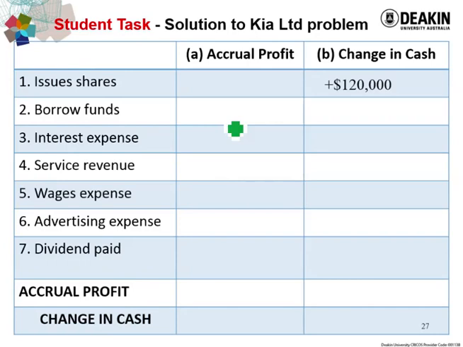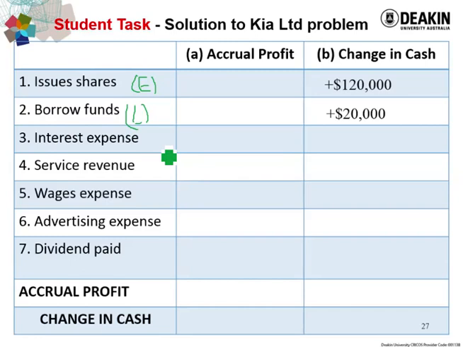Next, borrow funds. Borrow funds is a form of liability. So what do you do here? Issue shares is a form of equity, and borrow funds is a form of liability. So when you borrow funds, when you get a loan, it does not affect your accrual profit. There is no revenue, there is no expense. But you will get cash of $20,000, so plus $20,000 under the cash column.